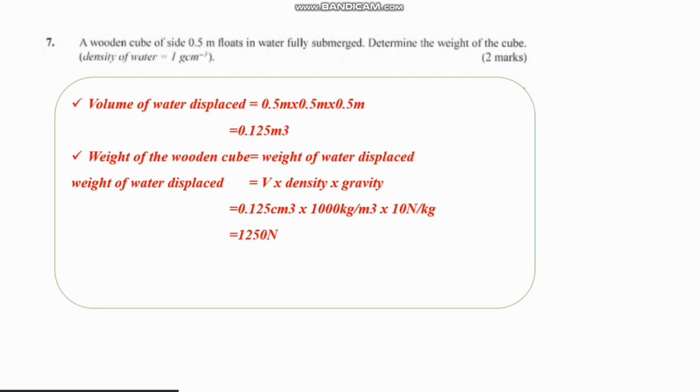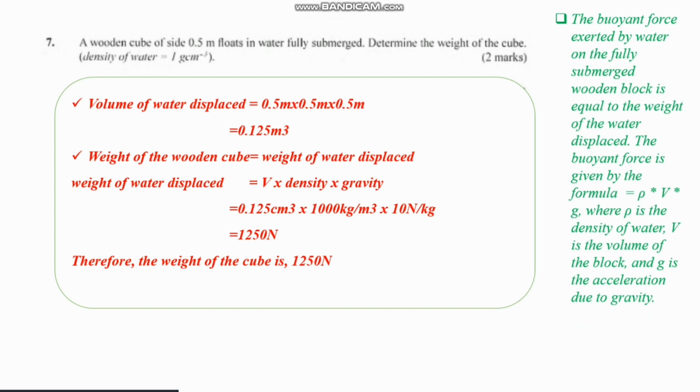1250 newtons is the weight of the water displaced, and following Archimedes' principle, the weight of the water displaced is equal to the weight of the object that displaced that water. Therefore, the weight of the cube is 1250 newtons. The buoyant force exerted by water on a fully submerged wooden block is equal to the weight of water displaced. The buoyant force is given by the same formula we discussed, density times volume times gravity, where rho is the density of water, V is the volume of the block, and g is the acceleration due to gravity on earth. And using these values, we find the weight of the wooden block to be 1250 newtons.